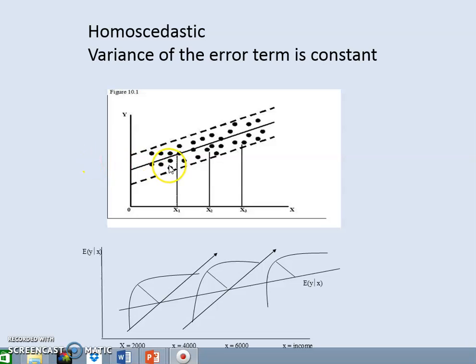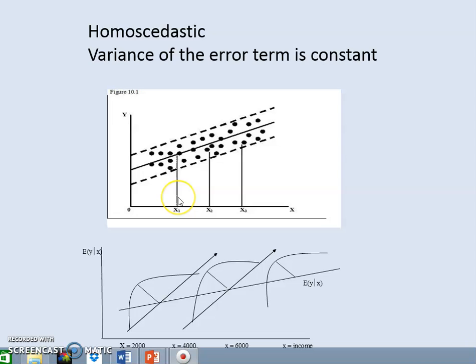Here, these two figures show that the variance of the error term is constant, or as we call it, homoscedastic. So if you look at the first graph, we have x and y, and we are looking into three levels of x: x1, x2, and x3. Suppose this is income and this is consumption.